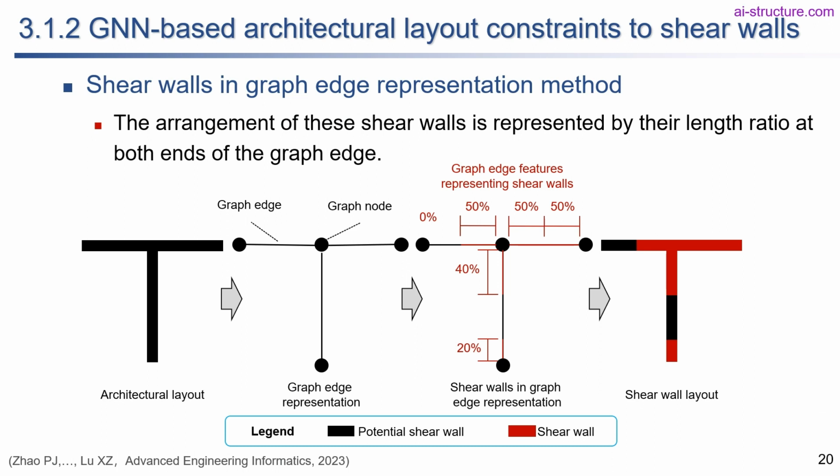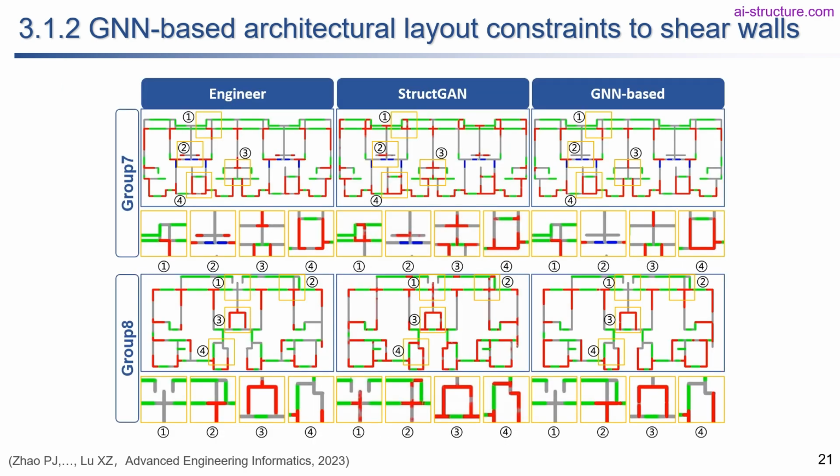The core of this method is to use a shear wall structure design representation based on the graph's edge features and express the length of the shear wall members as the ratio to the length of the architectural wall. Then, after the data learning, the graph neural network can effectively predict the position and the length of the shear wall component. The images show the design of a shear wall structure based on GNN. The GNN design quality is higher than StructGAN, and the performance in design details is better.